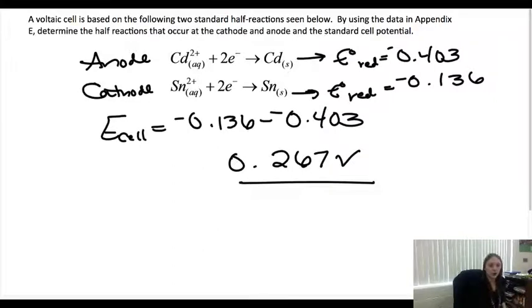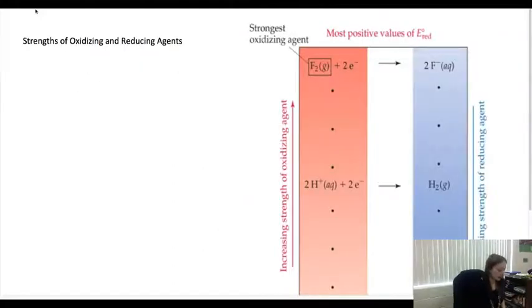The last thing we're going to look at here is the strengths of our oxidizing and reducing agents. It has to do with the E naught, okay, and deals with this chart. The more positive the E reduction value, the greater the tendency for the reactant to be reduced. That means that it is a stronger oxidizing agent. The more positive value is increasing strength of an oxidizing agent, which means it is very easily reduced. F minus has the largest E reduction, so it is the most easily reduced. I get the most volts out of that, so it is the strongest oxidizing agent.